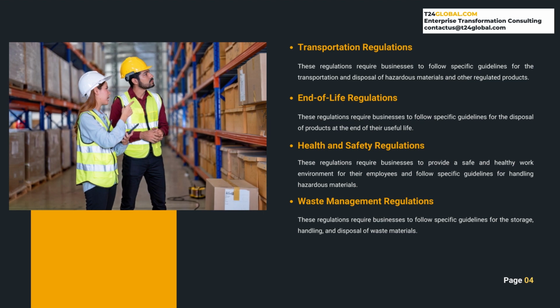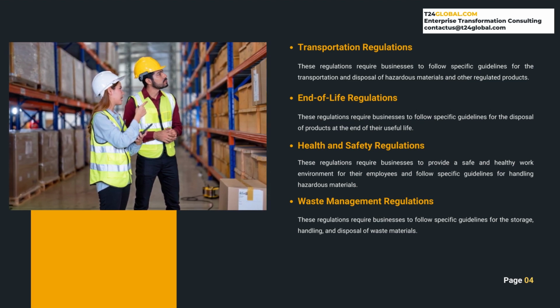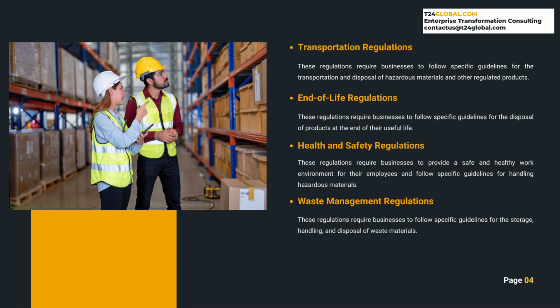9. Transportation regulations. These regulations require businesses to follow specific guidelines for the transportation and disposal of hazardous materials and other regulated products. To comply with these regulations, businesses must properly label and package hazardous materials for transport and use licensed carriers for transport. Key personnel involved in transportation compliance include logistics managers and EHS managers. IT software functionalities used include transportation management systems and hazardous materials tracking software.